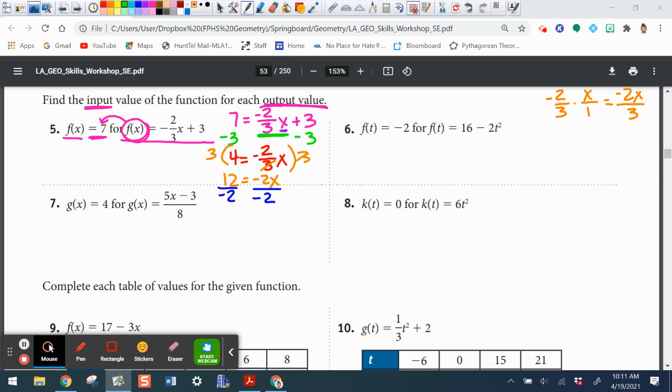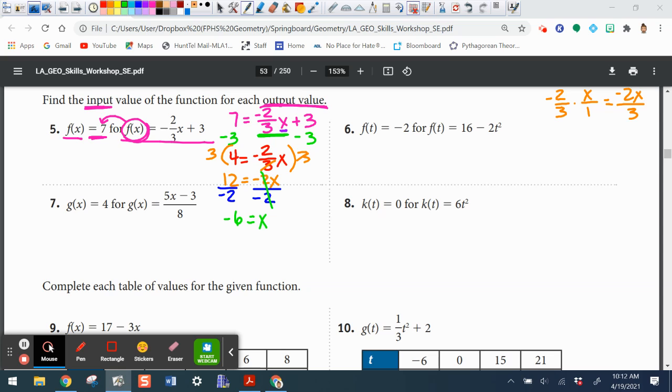So negative 2 divided by negative 2 becomes 1. I know we use the term cancel. I really hate that because we use the term cancel in other areas and it can confuse students. So it becomes 1 or 1x, and we don't have to write a 1 in front of x. And 12 divided by negative 2 is negative 6. So x equals negative 6.